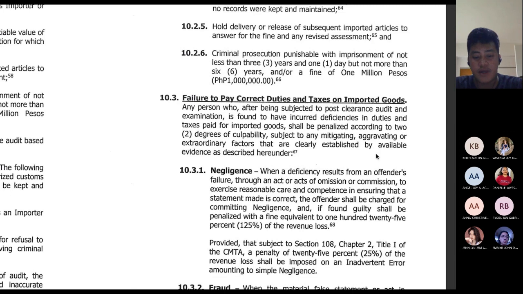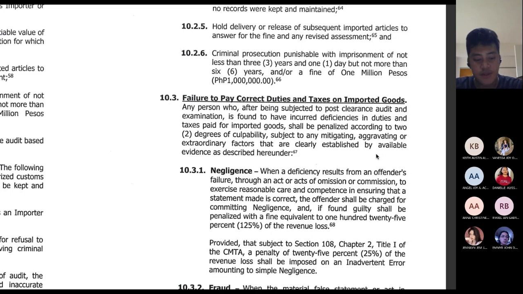10.3 Failure to pay correct duties and taxes on imported goods. Any person who, after being subject to post-clearance audit and examination, is found to have incurred deficiency in duties and taxes paid from imported goods shall be penalized according to 2 degrees of culpability, subject to any mitigating, aggravating, or extraordinary factor that are clearly established by available evidence as described hereunder.